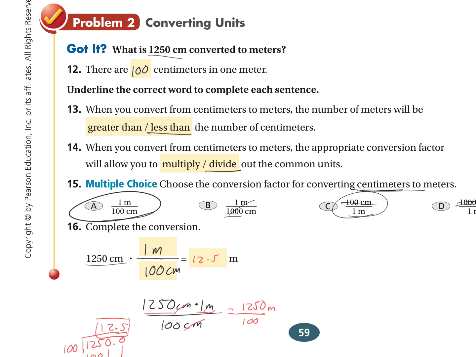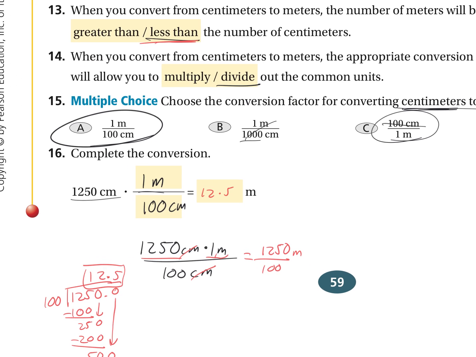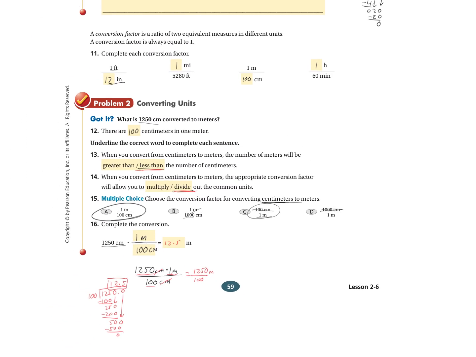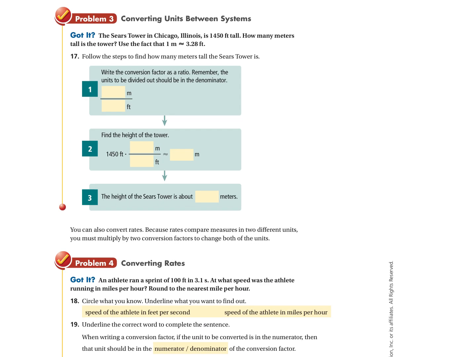So the number of meters was less than the number of centimeters, and to do it, we divided. We did 1250 divided by 100. And that's how you're going to solve all these problems. All right, so let's have a look at this one.